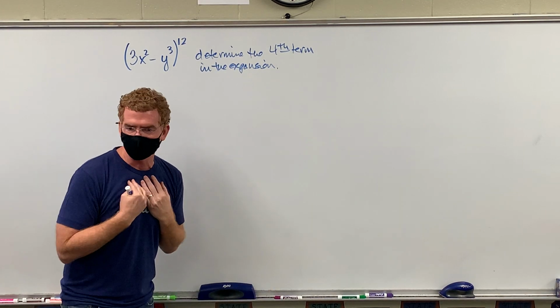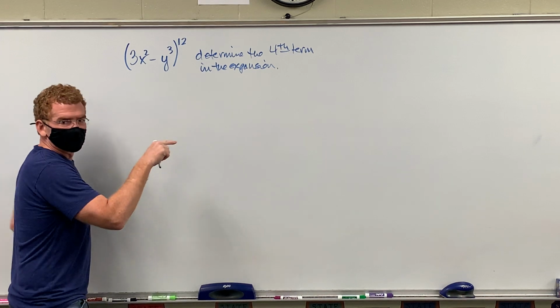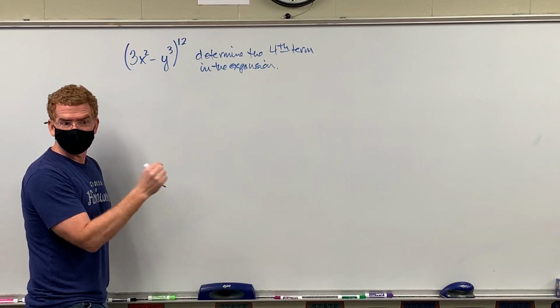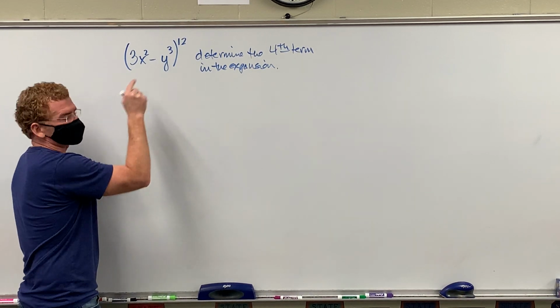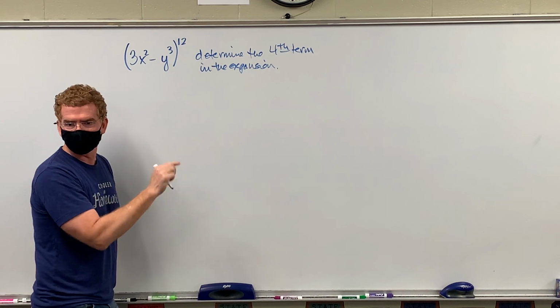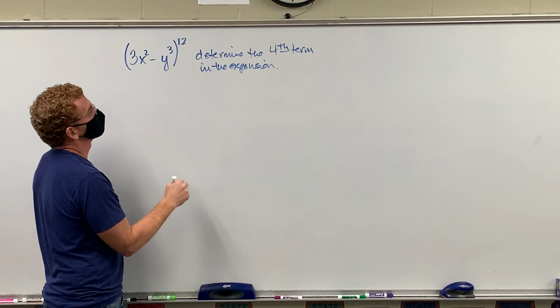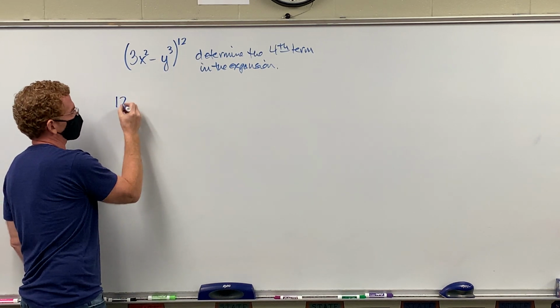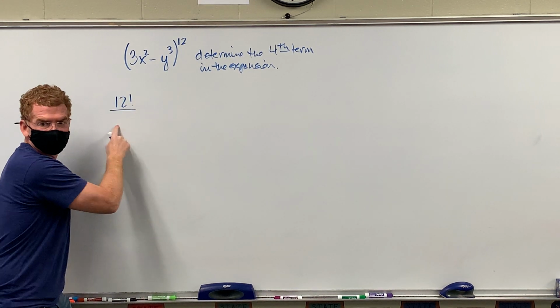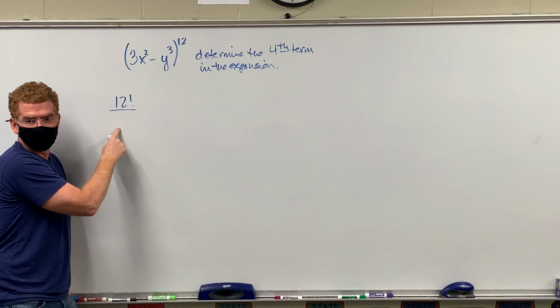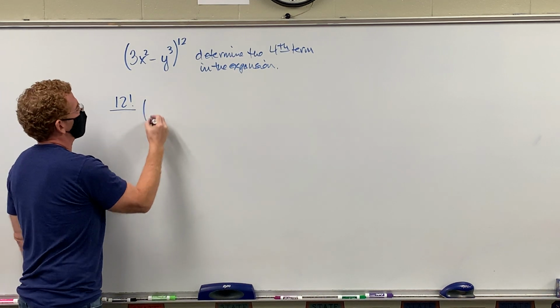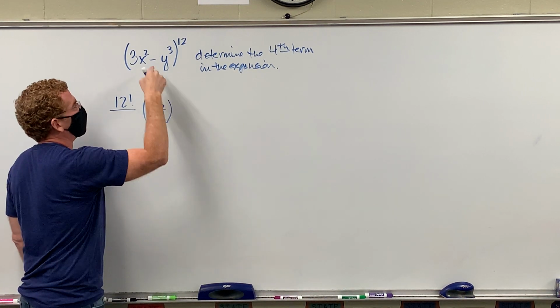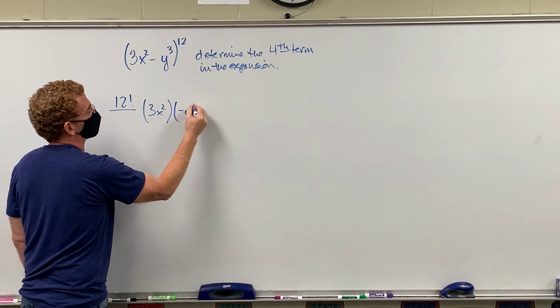So what I'm going to do is use that little formula essentially, but I'm not going to actually look at the formula. And what 3 things can I always write down to get started? The 12 factorial. So I'm going to take that. That's 12 factorial. And that's always in the numerator of the fraction out front. And then what? 3x squared. I'm going to copy down the 3x squared and the negative y cubed.